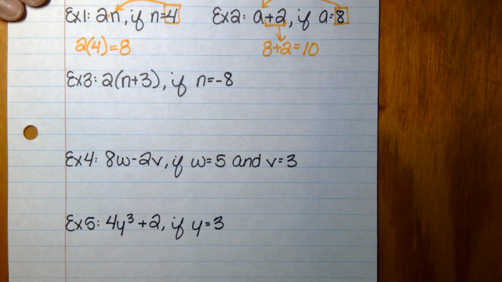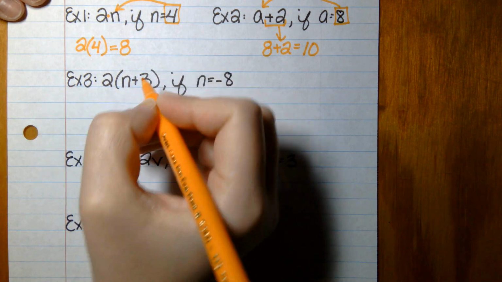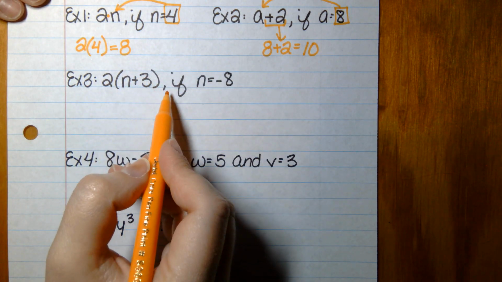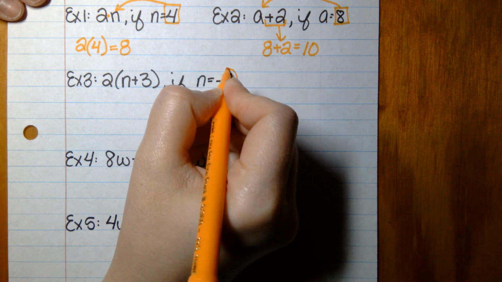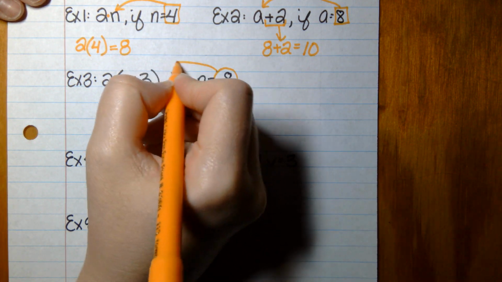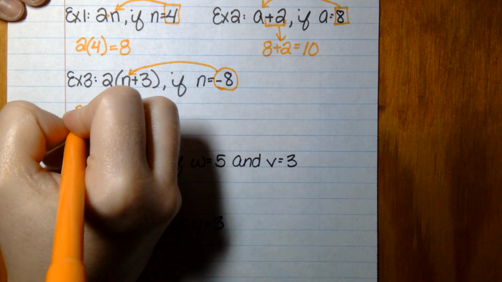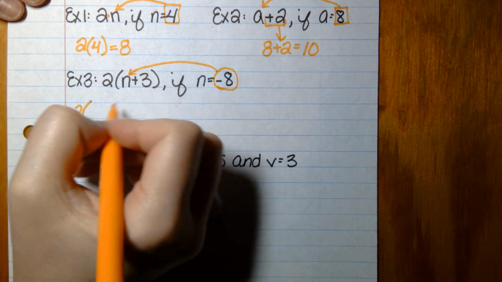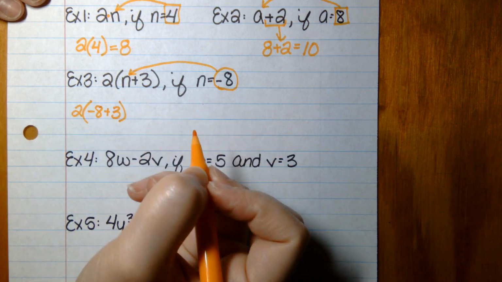For example 3, it says 2 times n plus 3 if n is equal to a negative 8. So again, this negative 8 is going to go in for that n. So the 2 stays the same. And now inside I have a negative 8 plus 3.